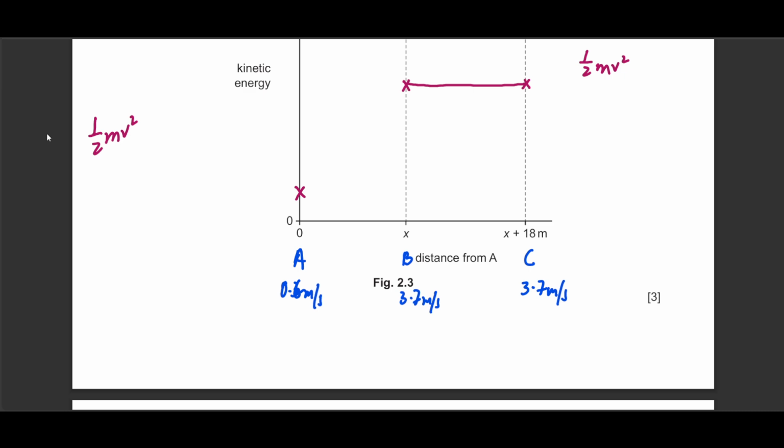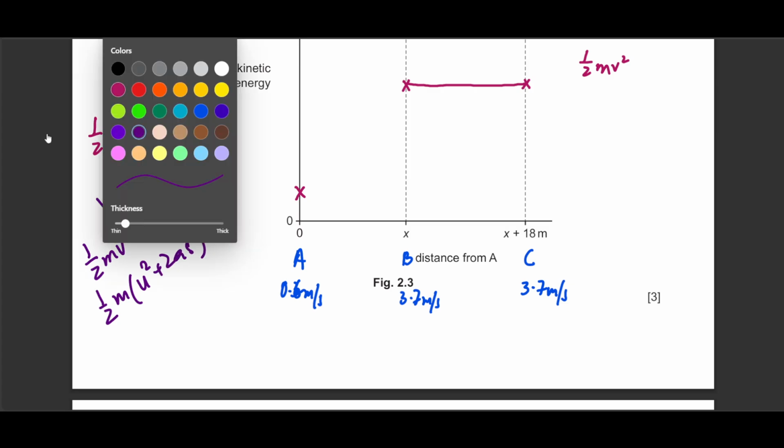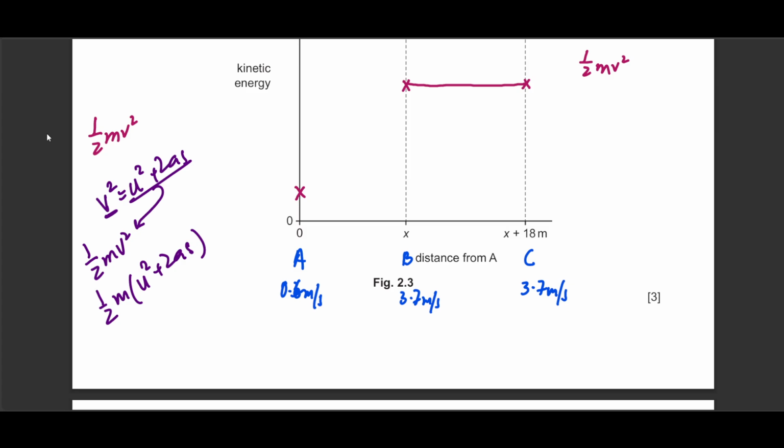For that, we need to look at the equation, which is v square equals u square plus 2as. If I choose half mv square, I can replace this whole expression in terms of v square, because it is equal to v square. So 1 over 2 m into (u square plus 2as). Is that a linear relationship, or is that a non-linear relationship? You see, this is equal to kinetic energy.